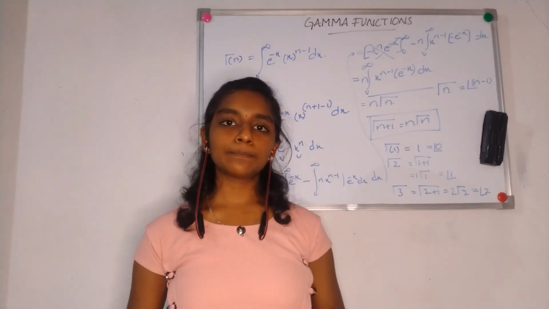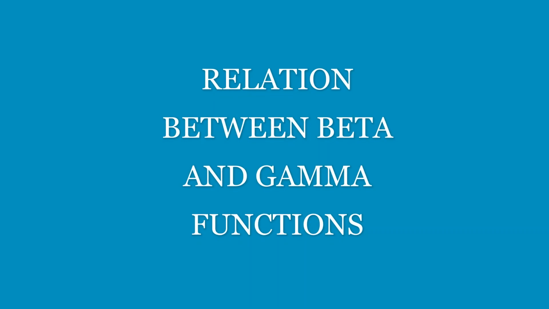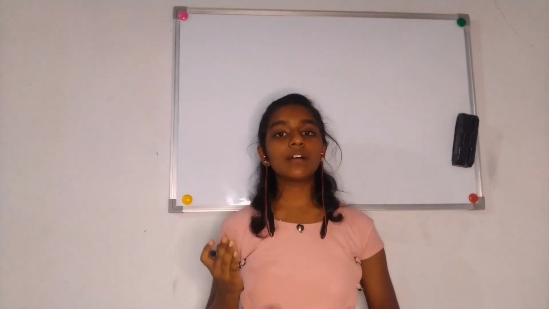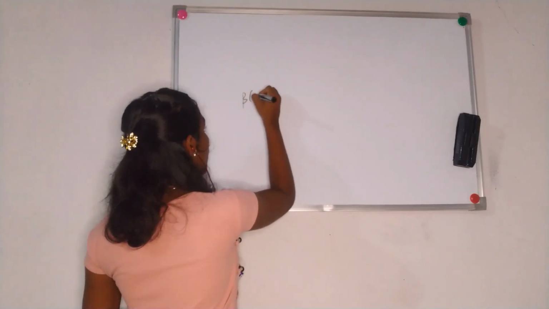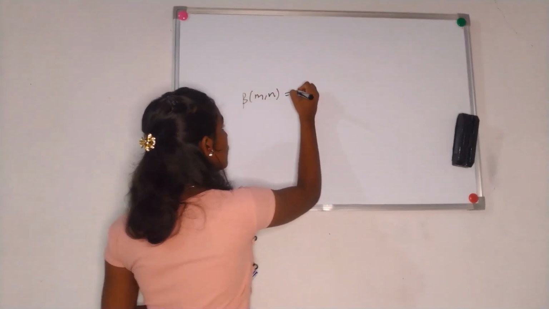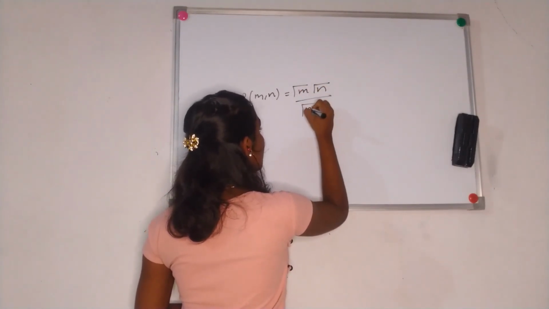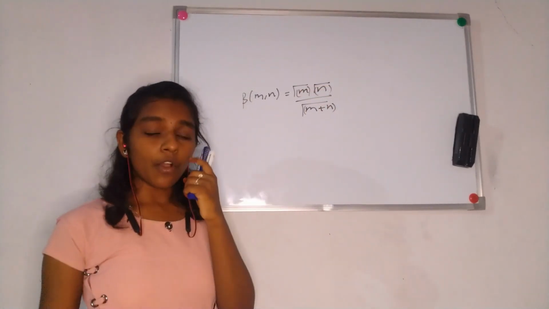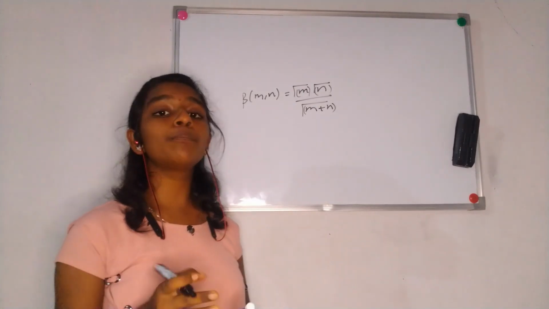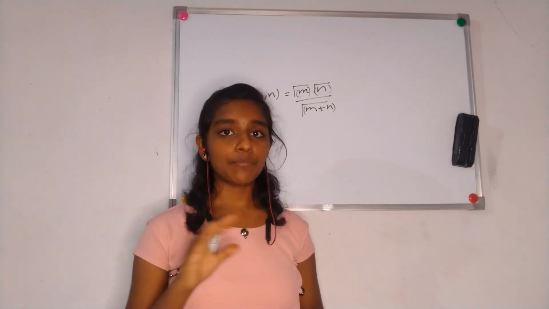Now let us move on to the next concept, that is relations between the beta and gamma functions. What is the relation between the beta and gamma functions? We have a very small relation, that is beta of m comma n is equals to gamma m into gamma n by gamma of m plus n. This is a very small relation that helps us to solve beta problems with more accuracy and speediness, in a very easy way.